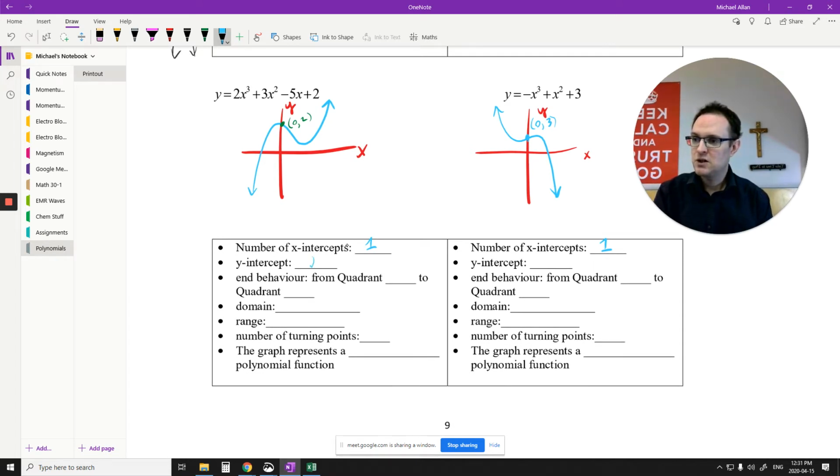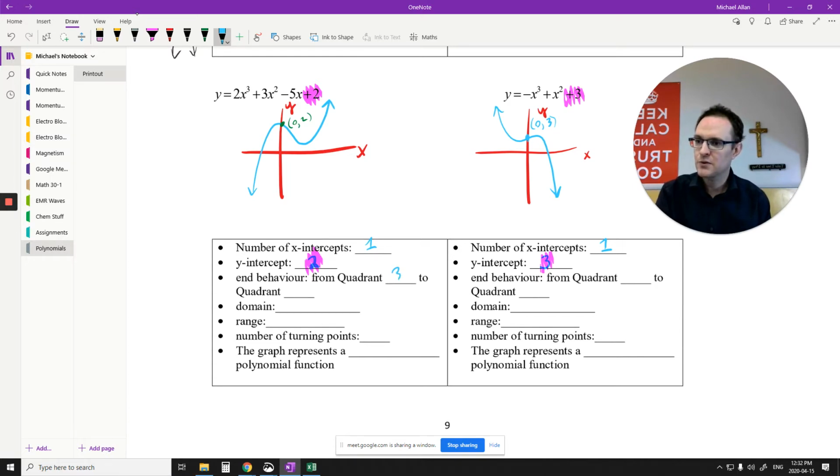Y-intercept, 2. Y-intercept, 3. I'm just going to go back to what we kind of thought about before. Like there's a 2 here. This is a 3 here. Because there's a 2 here and there's a 3 here. So those match each other. Seems like it's working pretty good.